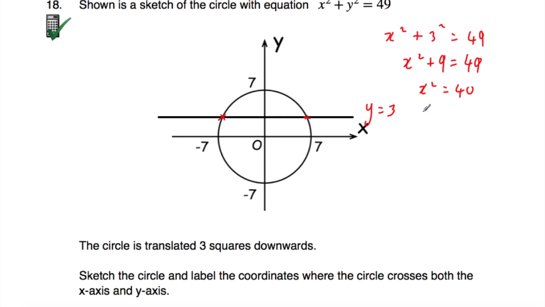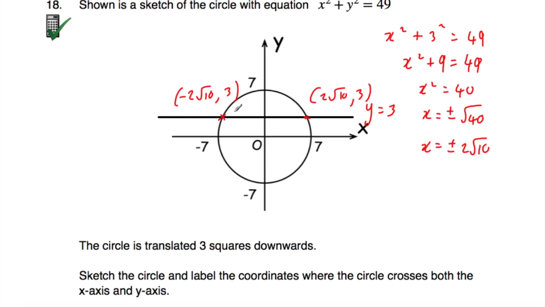And that means if we square root, we're going to get that x is equal to plus or minus the square root of 40. And the square root of 40 is 2 root 10. So that means that x is equal to plus or minus 2 root 10. So this point here would have coordinates negative 2 root 10, and then the height would be 3. And this point would have coordinates 2 root 10, and then the height would be 3. So we've got the coordinates of where this straight line y equals 3 and the circle intersect.